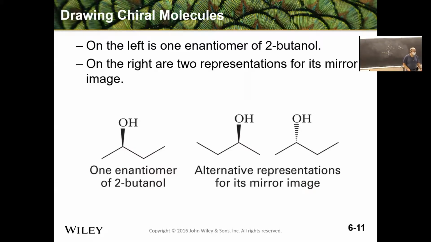Okay, so how do we distinguish between the two? Okay, so this is how we draw the molecules to represent their three-dimensional shape. Okay, in this case, these would be the same because we switched both the H and the OH, and we switched the methyl and the ethyl. So these are actually the same molecule.